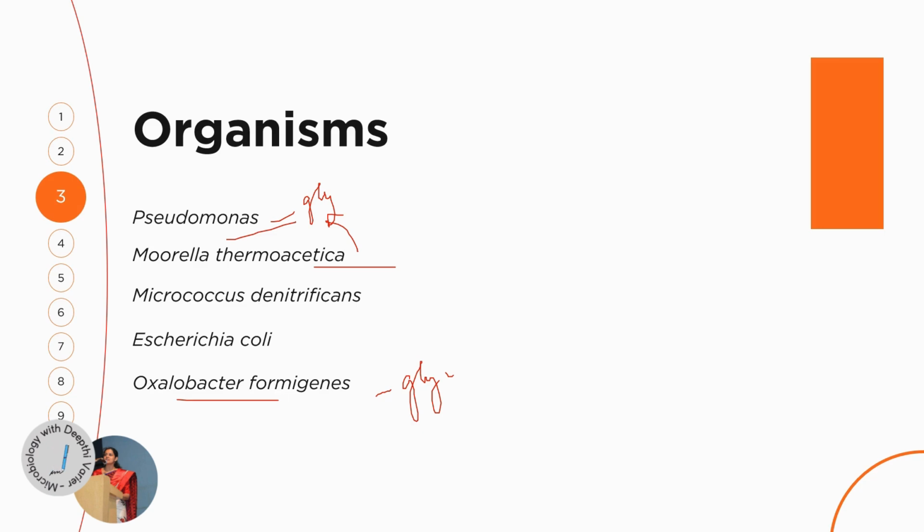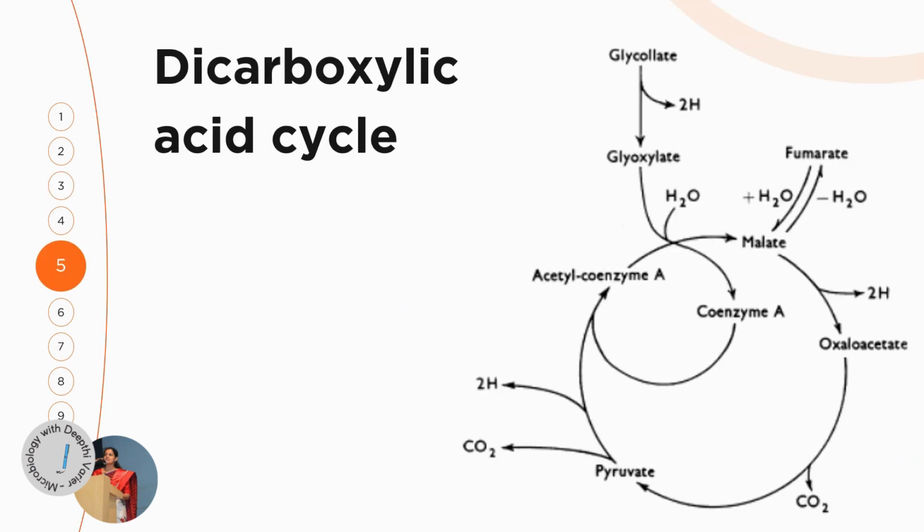Micrococcus denitrificans, which shows the beta-hydroxyaspartate pathway, and E. coli can show both the glycerate pathway as well as the dicarboxylic acid cycle. So let's now see what each of these pathways mean, or how the glyoxylate is being metabolized by each of these pathways. The first we have is the dicarboxylic acid cycle.